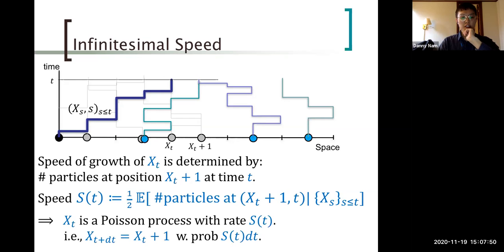Which also means that the probability that X_{t+dt} is X_t plus 1 is S_t times dt. So basically this grows at rate S_t, and S_t will change depending on the history until time t.